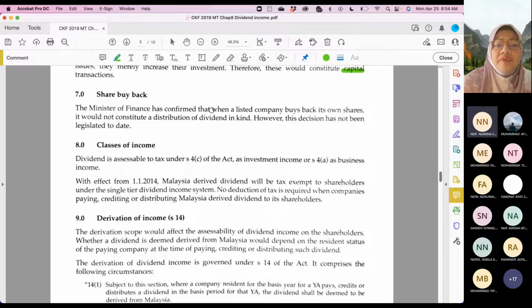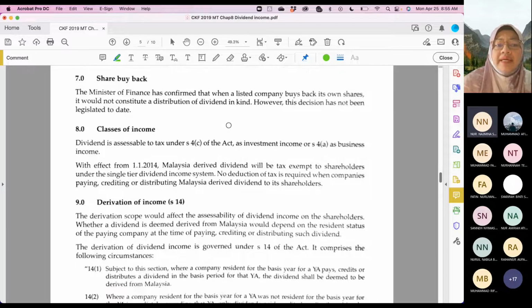Share buyback. Confirm that when a listed company buys back its own issued shares, it will not constitute a distribution of dividend. It has to be legislated.